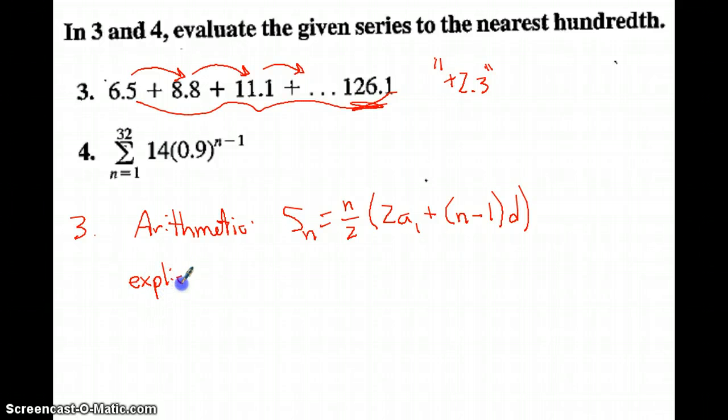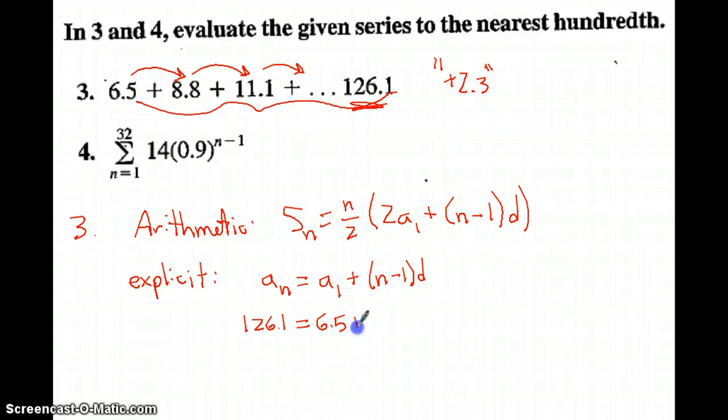Remember, the explicit formula is what you use when you want to jump right to a certain term. It also works sort of backwards. I know that a sub n in an arithmetic sequence is always a sub 1 plus n minus 1 times d. And in this equation I can figure out what n is, because I know what a sub n is. It's 126.1. I'm going to run out of room here. 126.1 equals a sub 1, and I know what that is, plus I don't know what n is, but I know what the common difference is. And I can figure that out for n. I think the first thing I'll do is subtract 6.5. Oh, yuck.